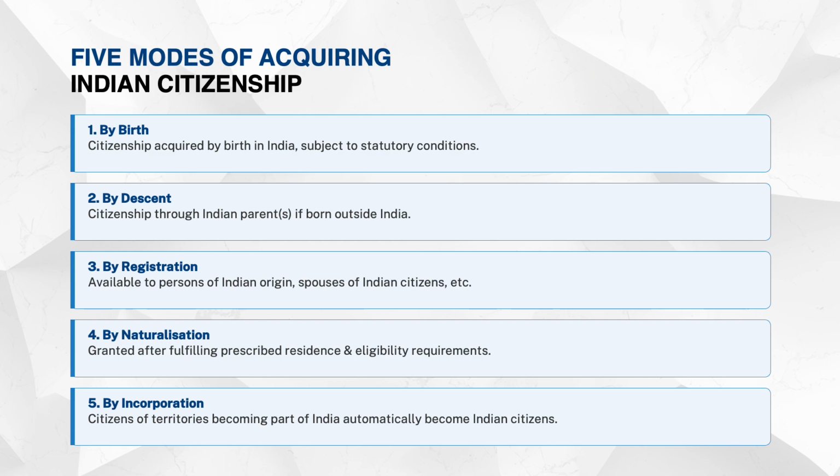And by naturalization, which means if you are in no way related to India, but you wish to be an Indian citizen by process of naturalization. Okay, we will discuss that as well. And by incorporation of territory. Citizens of territories becoming part of India. For example, if tomorrow we go and conquer Bangladesh, all the people of Bangladesh will automatically become citizens of India by the rule of incorporation. So these are the 5 ways in which we can acquire Indian citizenship. Okay.